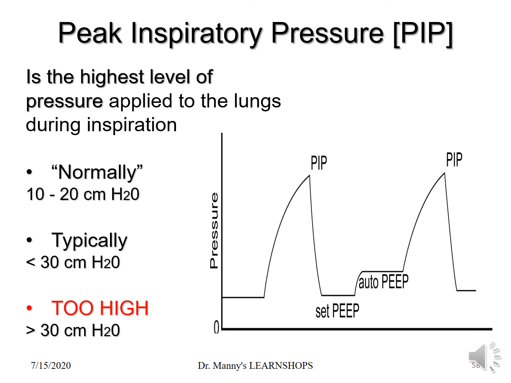The peak inspiratory pressure, or the PIP, is the highest level of pressure applied to the lungs during inspiration. And typically it's acceptable to be 10 to 20 centimeters of water, and typically kept below 30 centimeters of water, because anything above 30 centimeters of water could result in barotrauma, pressure trauma, VILI or VALI.